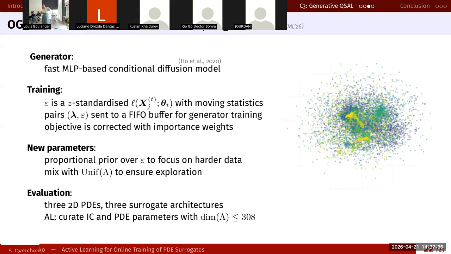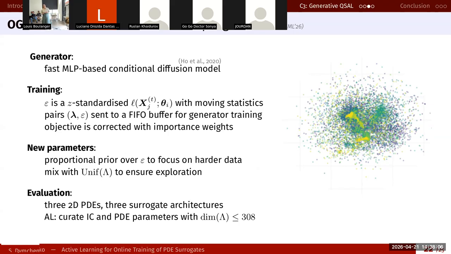So the training data for this generator, the pairs lambda, the parameters, and epsilon, the computed error level, are sent to some buffer on this process so that the neural network can continuously train from this most recent data. And since the diffusion model is fast in this context, it can train pretty fast and adapt to the neural network evolution, to the surrogate evolution, also fast.